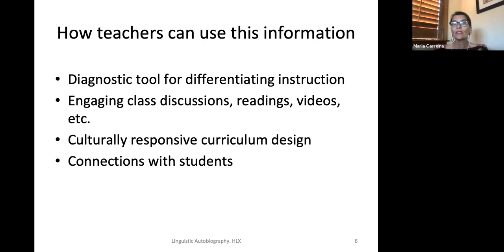You can also choose readings and videos that further their understanding of any one of these topics. This all adds up to a more culturally responsive curriculum design and also stronger connections with students, between students and with students, from the instructor to students.